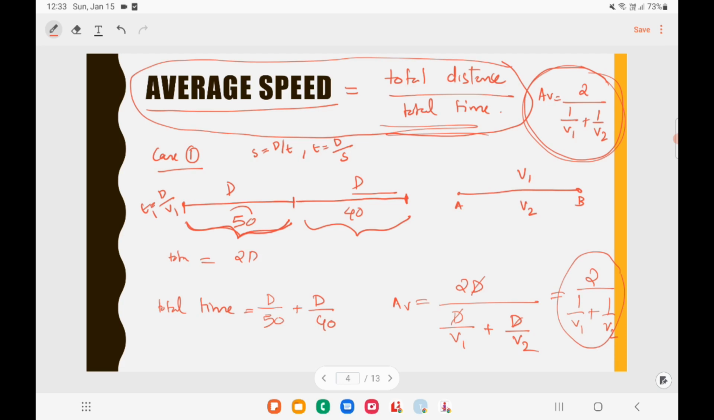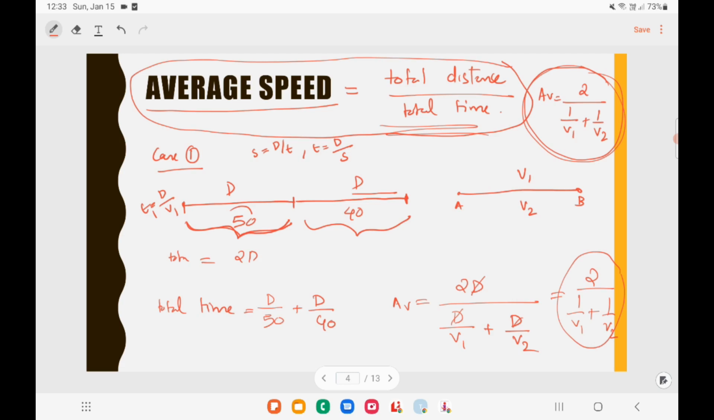Don't remember these formulas. If you want, you can remember them. I'm not saying you don't need to, but you can remember this formula if you are okay with it. And if you forget the formula, just remember that average speed in any of the cases will be total distance by total time. I will explain this using different cases. So this is case 1.